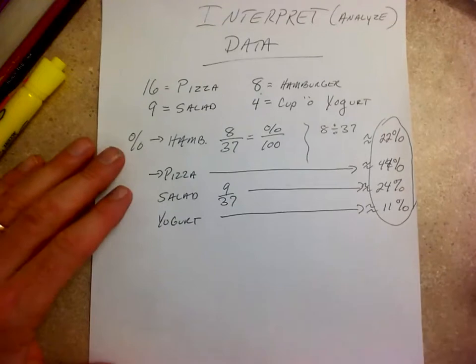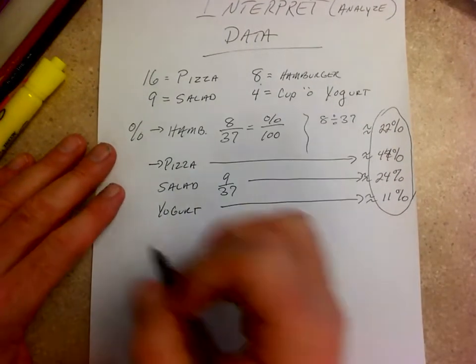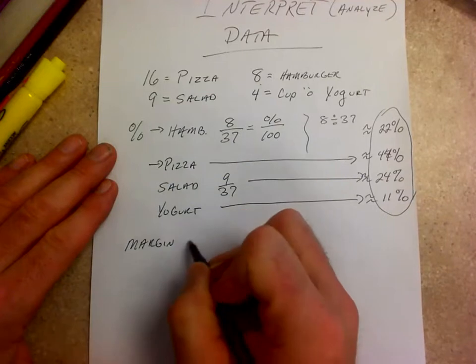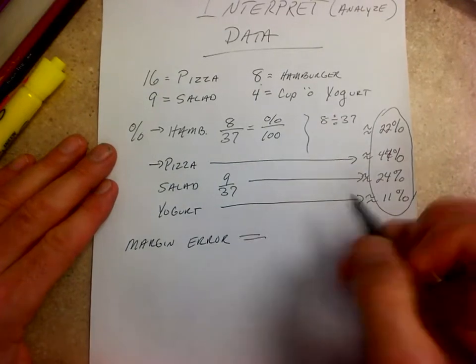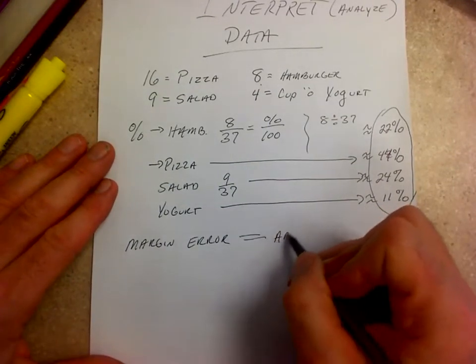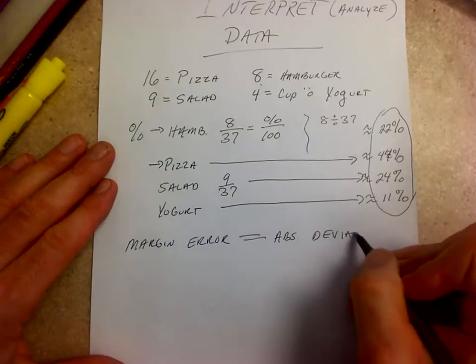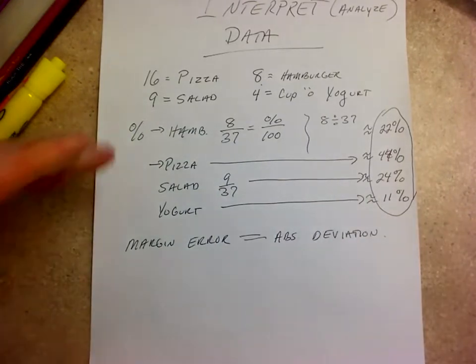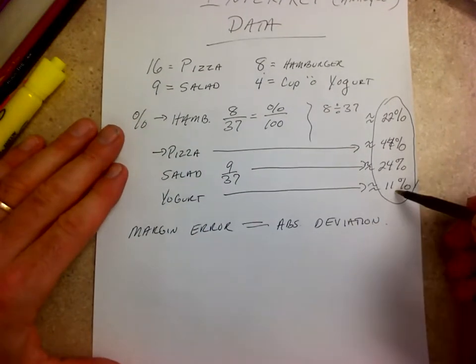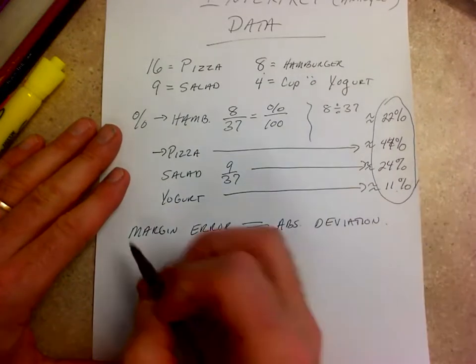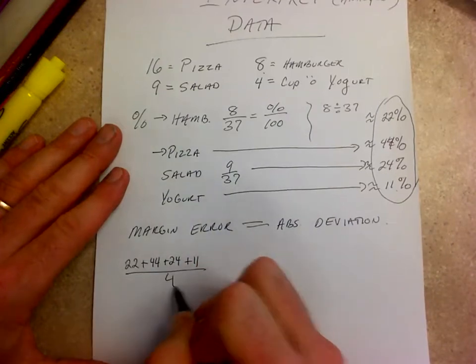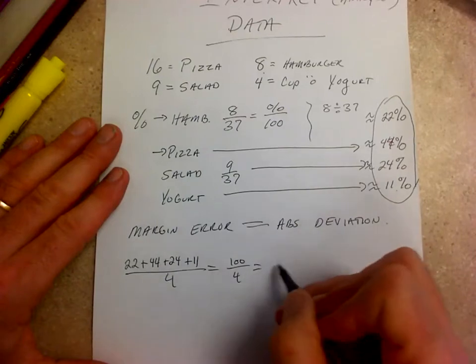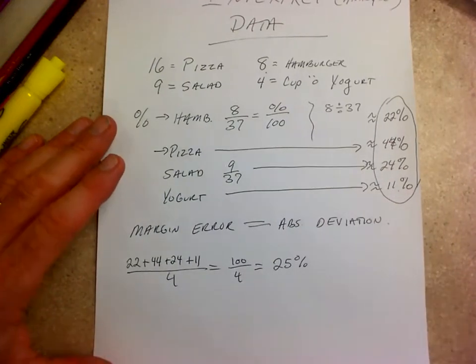The other topic for today was our margin of error. All right, and remember, margin of error is equivalent to our absolute deviation, which was what we did the other night for homework. So if we wanted to calculate our margin of error here for our lunch results, step number 1 would be to calculate our average, which obviously is 100% divided by 4. So our average is 25%.